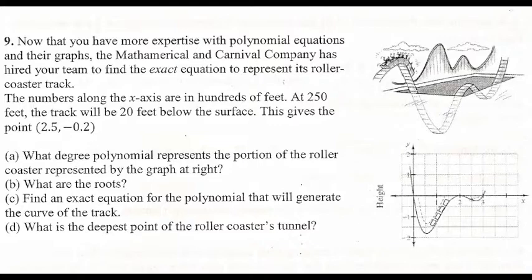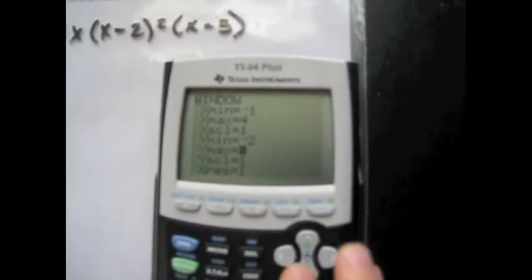D. What is the deepest point of the roller coaster's tunnel? The deepest point of the roller coaster's tunnel is the absolute minimum. To find this point, we will use the calculator. First, plug in the equation. Then set the window. The x-min should be -1, the x-max 4, the y-min -2, and the y-max 2.